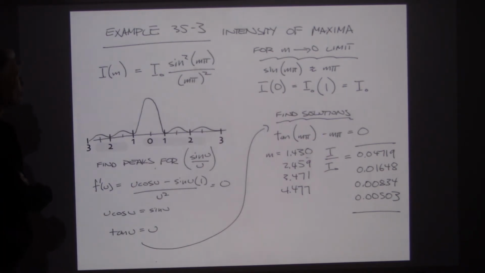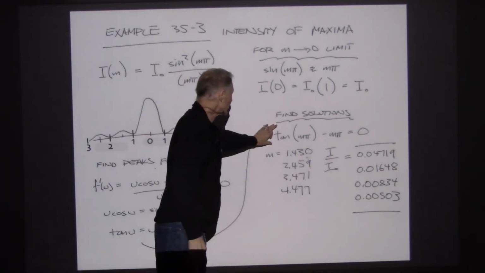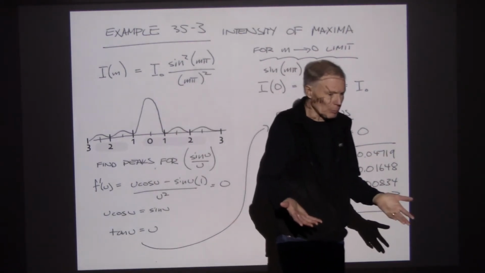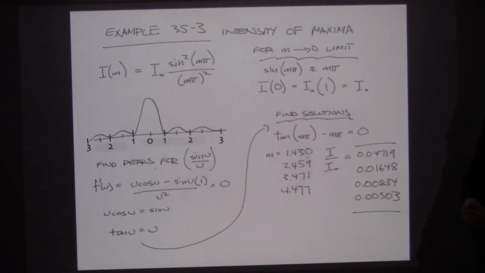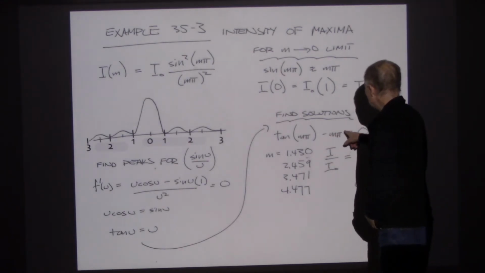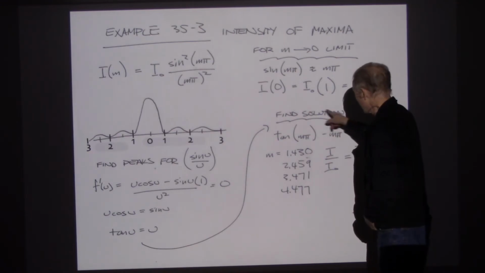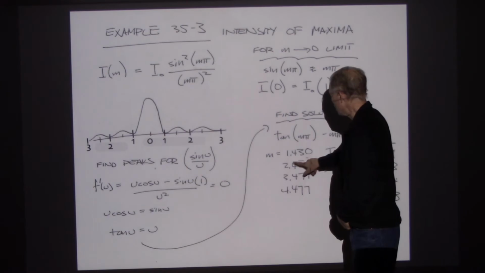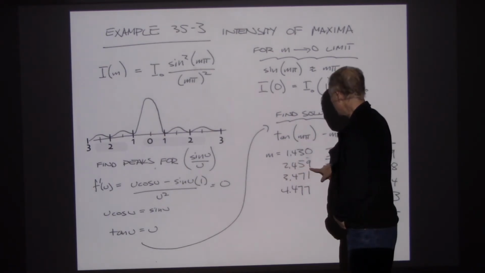So I programmed my calculator. It's programmable, and you can take the function that you've programmed into it, and there's a function called solve, and it will find the solutions for you through successive approximation. So I did that, and what I found was that this equation has solutions for m equal to 1.430, m equal to 2.4593.